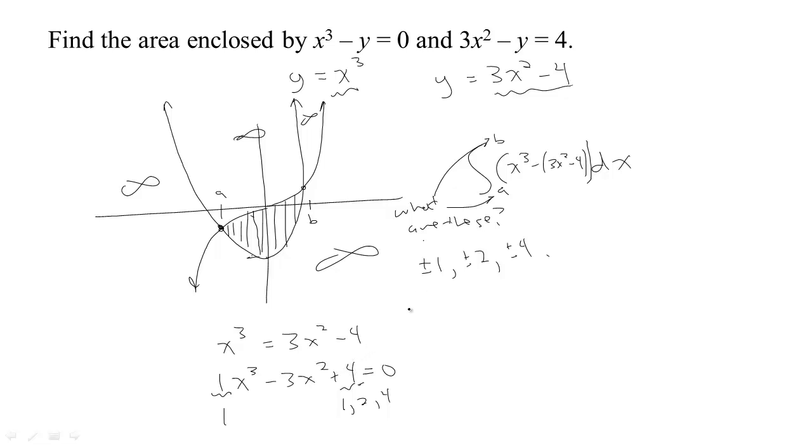Let me try 1. If you try 1 in this function, you get 1 minus 3, that's negative 2, plus 4, so that's 2. That didn't work. So plus 1 is not one of the zeros. I could try negative 1. In this case, I get negative 1, and negative 1 squared is 1, so I get negative 1 minus 3.